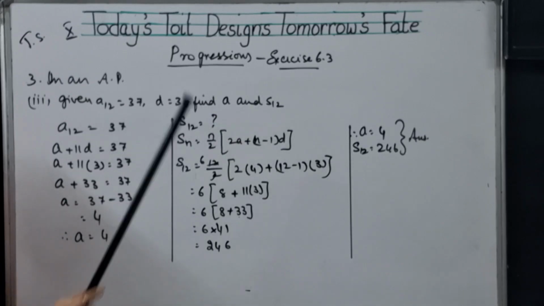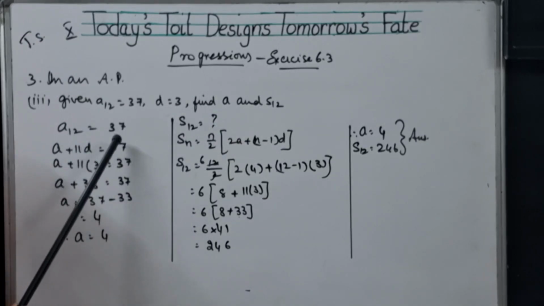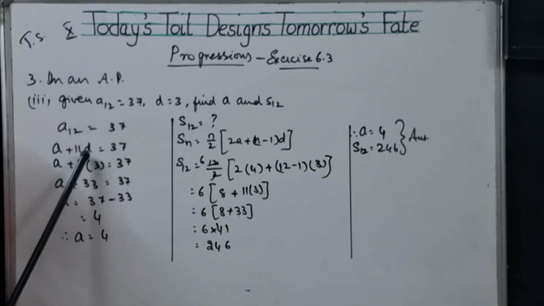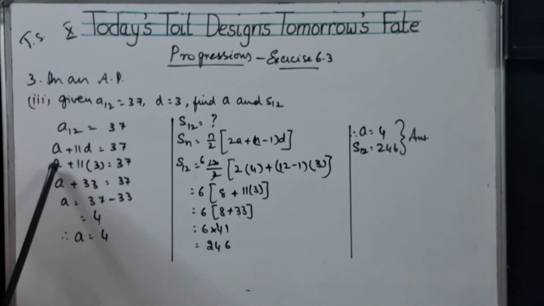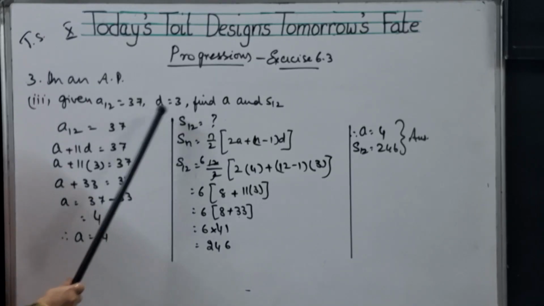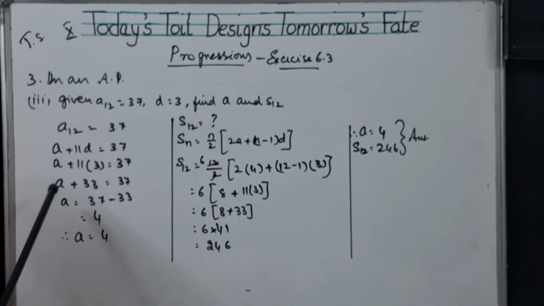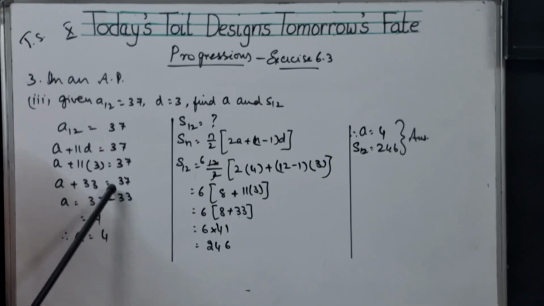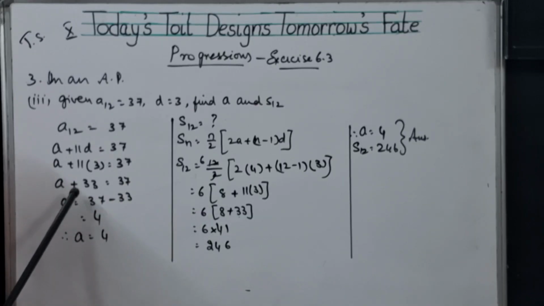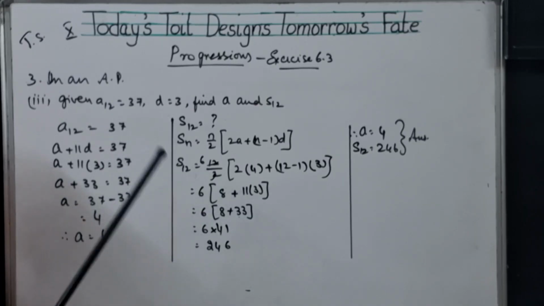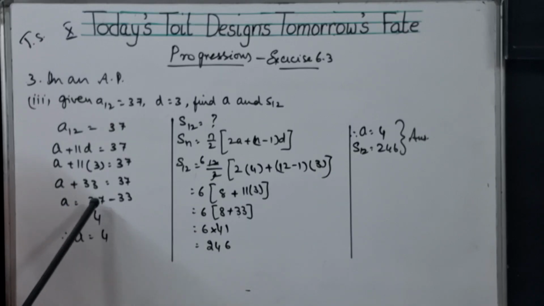You have to find A and S12. A12 is 37 means A plus 11D is 37. That is A plus 11 into D, D is 3, is equal to 37. A plus 33 is equal to 37. A plus 33, when it goes there, becomes minus 33. So 37 minus 33 is 4. So the A value you have got is 4.